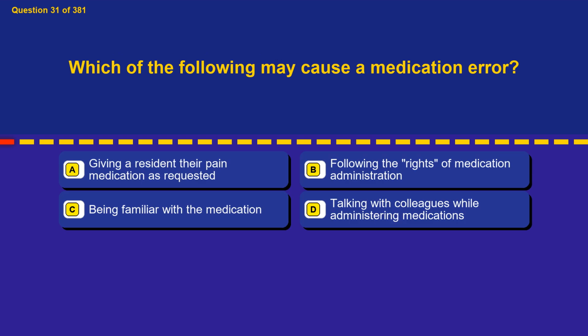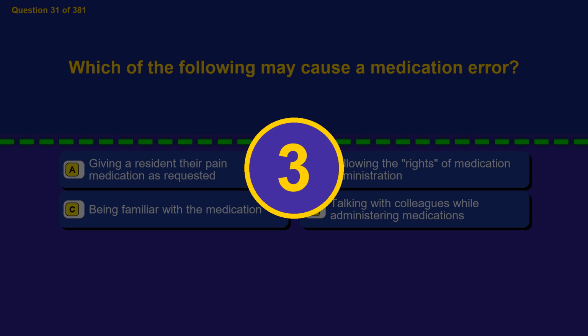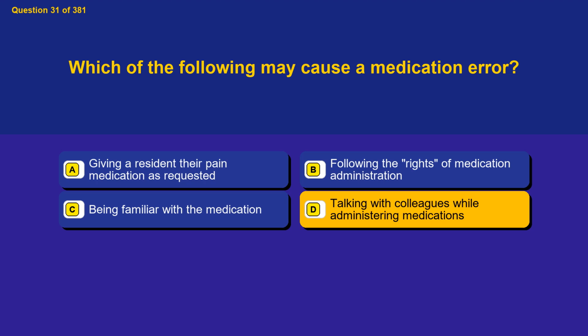Question 31. Which of the following may cause a medication error? Option A, giving a resident their pain medication as requested. Option B, following the rights of medication administration. Option C, being familiar with the medication. Option D, talking with colleagues while administering medications. The correct answer is option D, talking with colleagues while administering medications.